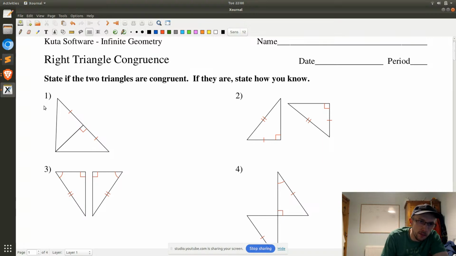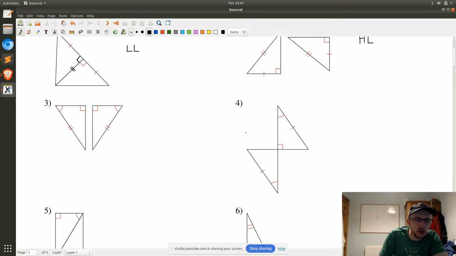So this one here, for example, that would be, assuming that that is a right angle there, that would be the leg congruence theorem. Leg congruence theorem. And I guess this one would be the hypotenuse leg theorem. And we check, and that's correct. Okay, this is good.